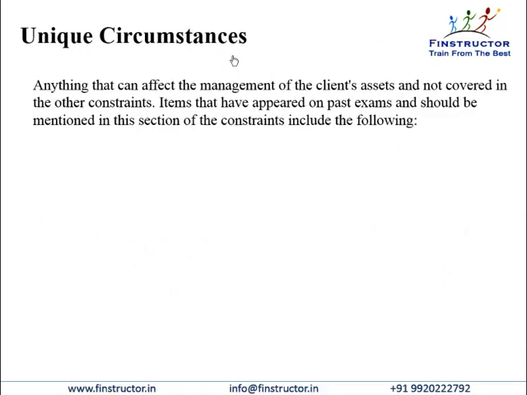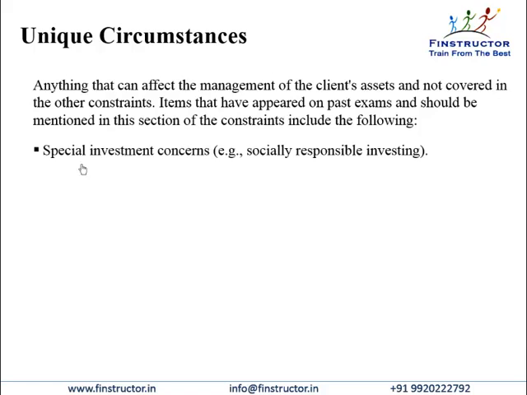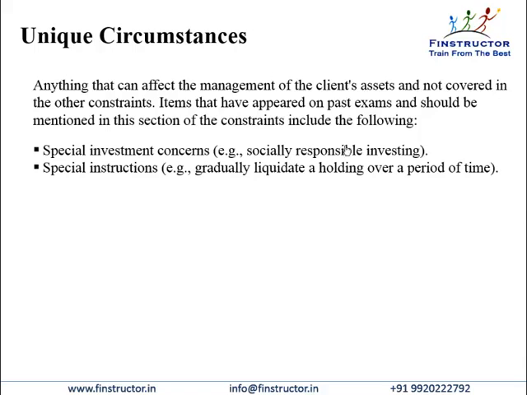The last constraint is referred to as unique circumstances. So anything important that you have hitherto not mentioned that can affect the management of the assets and has not been covered in any other constraint should be noted in this section. So in the past, special investment concerns, restriction on certain asset classes, etc. have been mentioned. There are special instructions given so as to gradually liquidate a holding or gradually sell some illiquid asset.